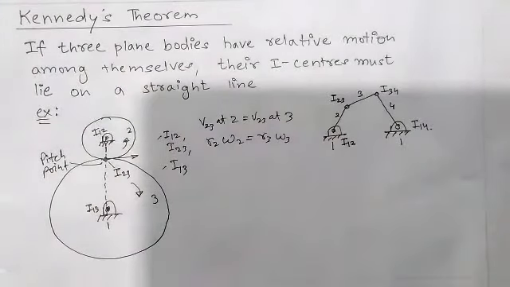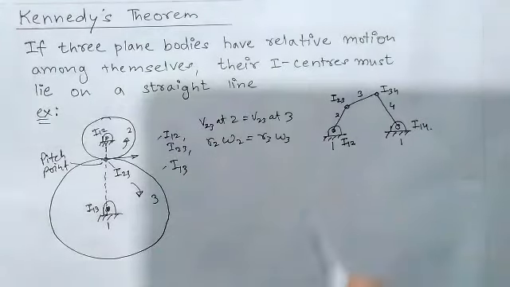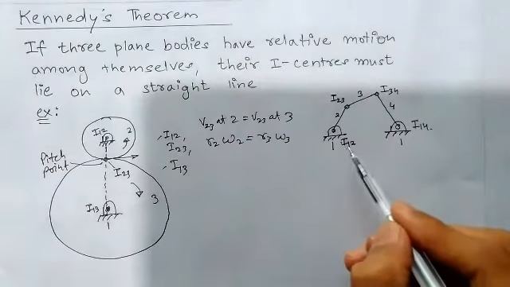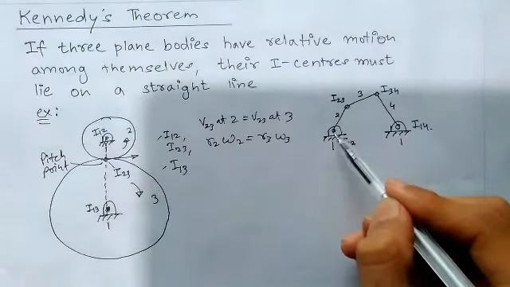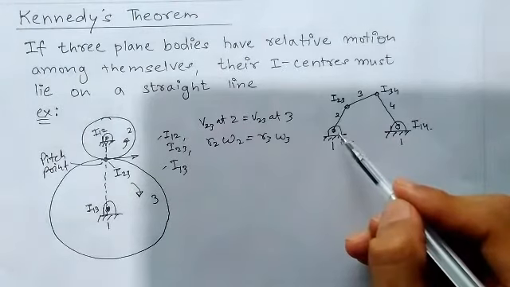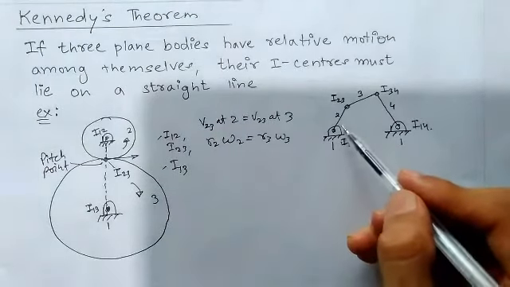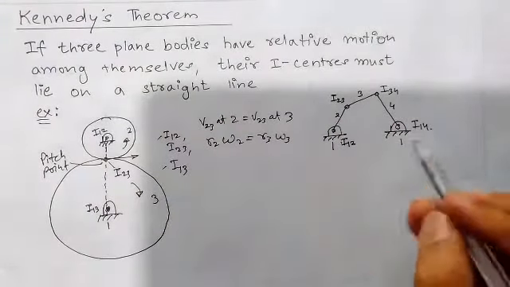I have observed many people that they don't know exactly what is the meaning of all these I centers. I12 simply means that body 2 is in purely rotational motion about this point. It is not necessary that it should be at a particular instant only. It can be for a long time also. It should be at least for that instant.